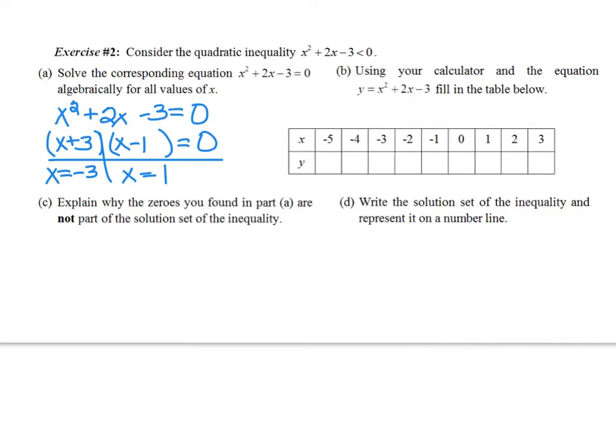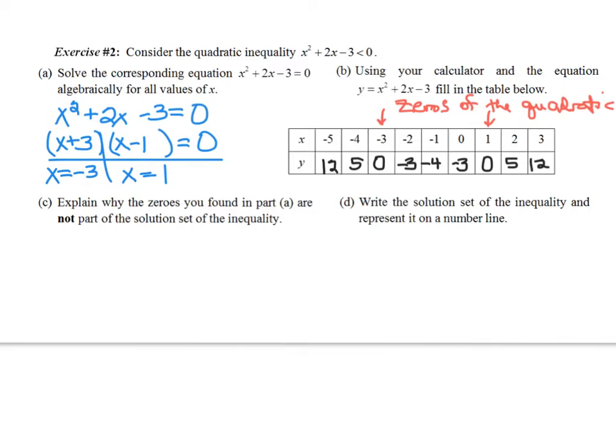Now we're going to need our calculator for part B, so if you don't have it, please pause the video and go ahead and find it. I'm going to enter this quadratic equation into my graphing calculator in Y1. And let's make a table of values going from negative 5 to 3. So take a minute and enter that in your calculator and fill in the table. I've completed the table using my graphing calculator, and I see that I can also find the zeros using my table. Negative 3 and 1 are the zeros of this quadratic equation.